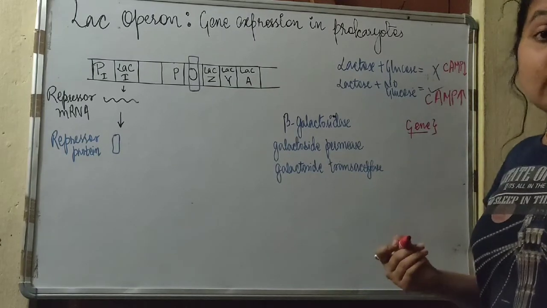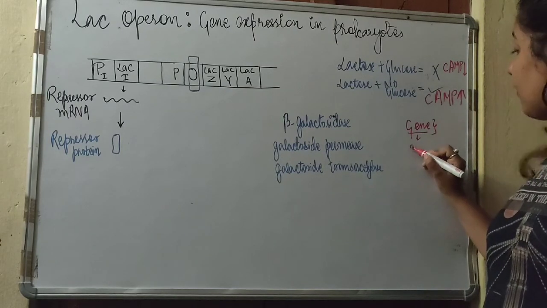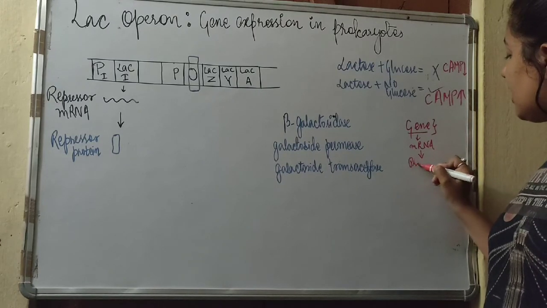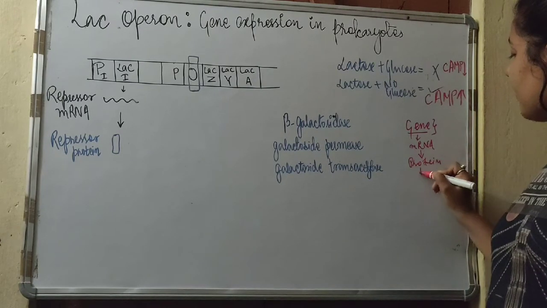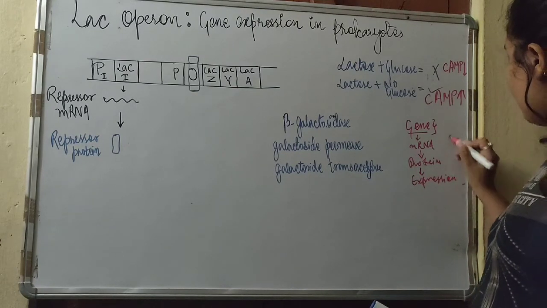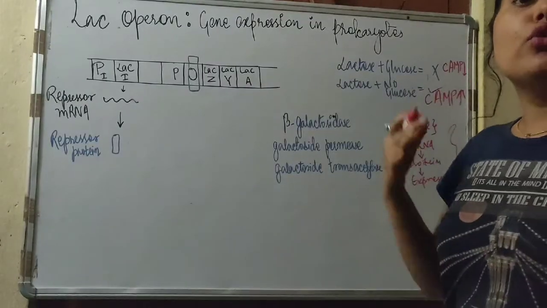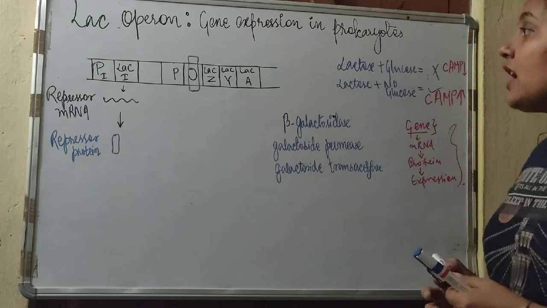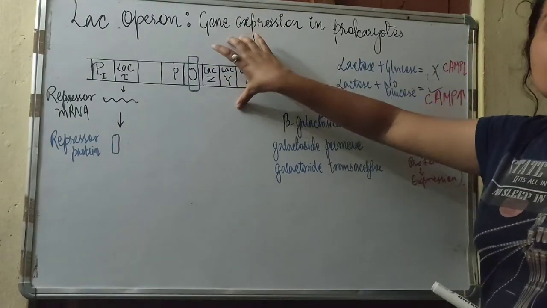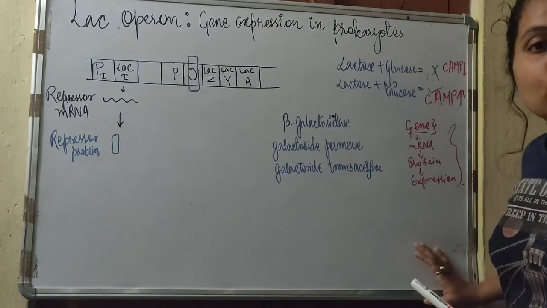And when will the gene express? It will form mRNA and then protein, and then finally the expression. And why do we study this particular operon? To know about gene expression, because within this single set of genes, we can see all these four processes going on.